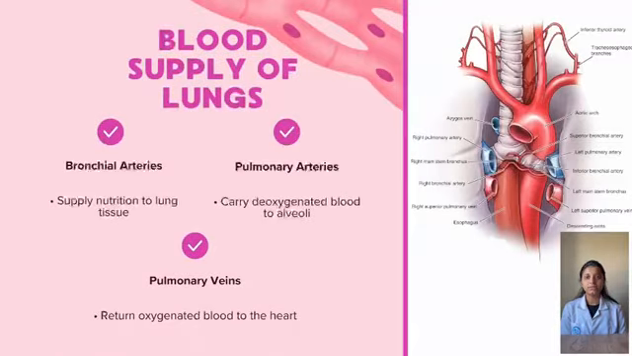Blood supply of the lungs. The blood supply of the lung is also important. The bronchial arteries provide nutrition to the lung tissue up to the level of the respiratory bronchioles, while the pulmonary arteries carry deoxygenated blood to the alveoli for gas exchange. The pulmonary veins return oxygenated blood to the heart.